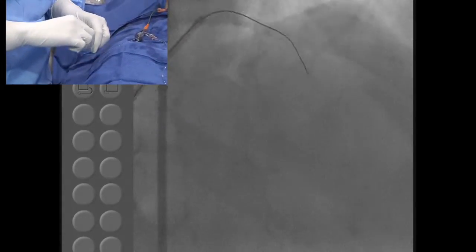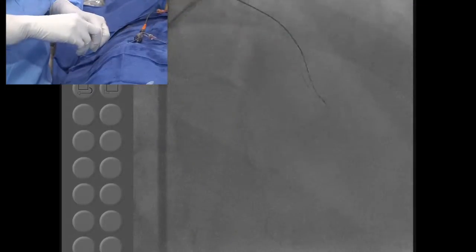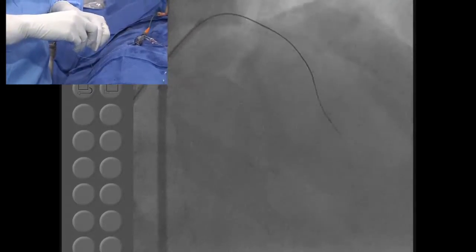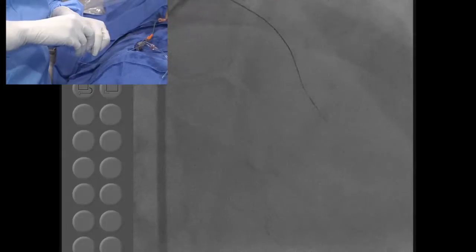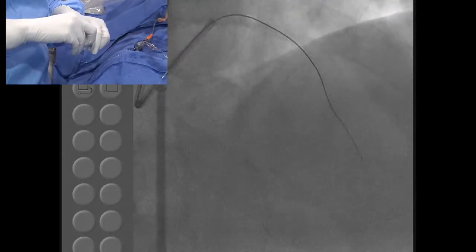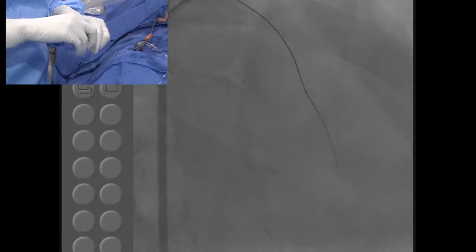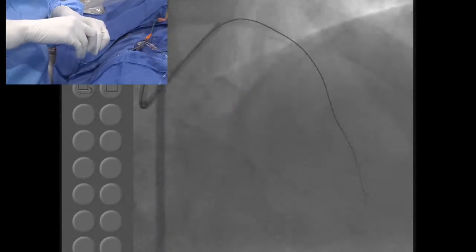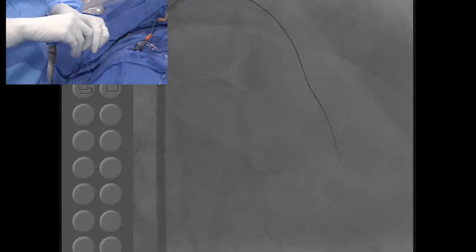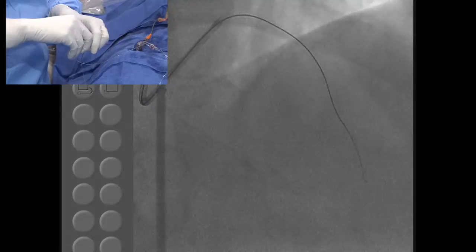So right now we took the miracle out. I'm going with the Confianza. So you're already on to your level 3. Yeah, and remember I always said that at this day and age, your biggest predictor of unsuccess of the CTO is the calcific lesion. Right, because even your retrograde would not help because of the calcium.